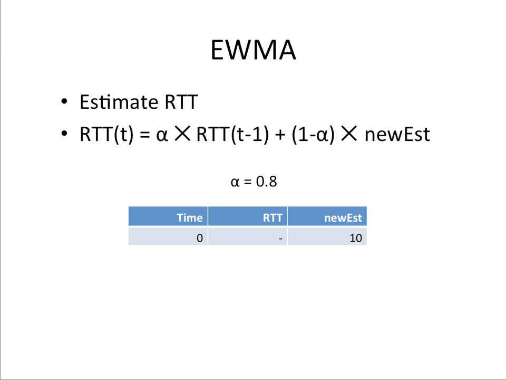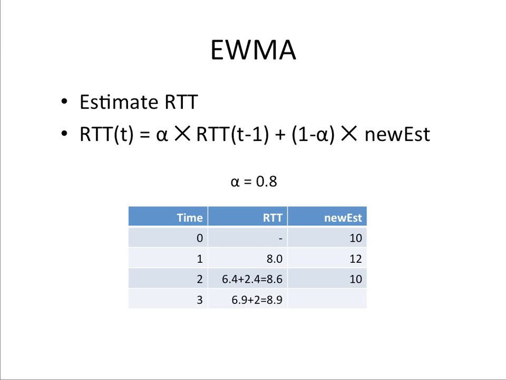So let's say at time 0, the new estimate is 10. Then with an alpha of 0.8, our round trip time estimate is going to be 8 at time 1, right? But at time 1, we also collected a new estimate of 12, and we can compute again what it might be, and it'll be 8.6. And so on and so forth.